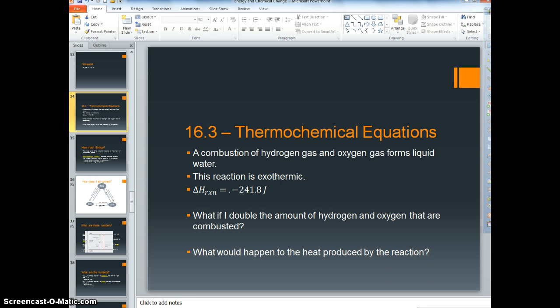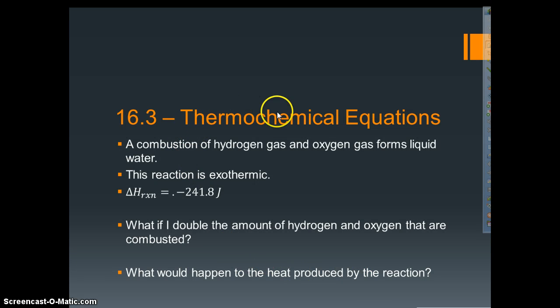So, for thermochemical equations, here's what we want to think about. First of all, thermochemical: we have a chemical equation, and there's some thermal things going on there. So thermal meaning heat being absorbed or heat being released. So Tuesday we talked about exothermic and endothermic equations and reactions. Exothermic meant we release heat overall, and endothermic means we absorb heat overall by the time everything's said and done.